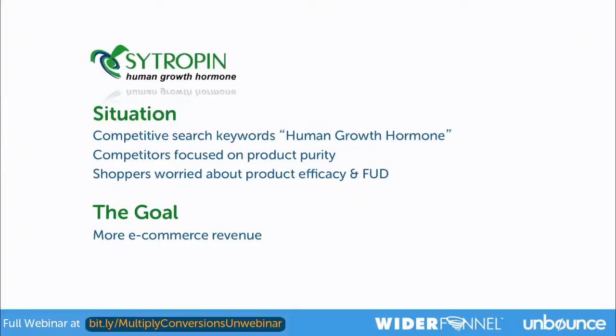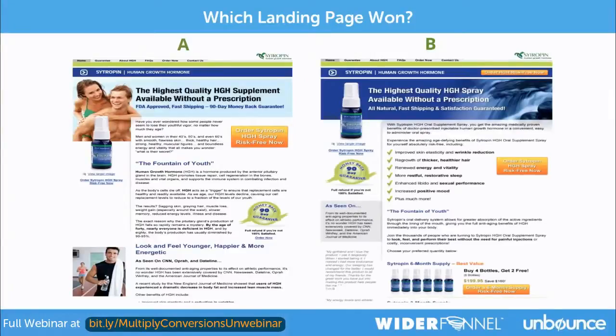Their competitors were really focused on the value proposition about product purity, and Cytropin could have focused there as well. But we also knew that shoppers were worried about product effectiveness and some FUD in the industry about whether this stuff actually works, right? So in this case, we actually took two dramatically different approaches to target different value proposition angles.